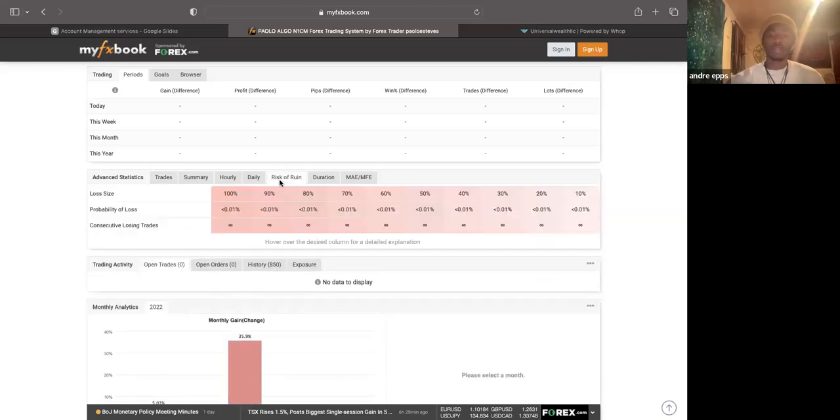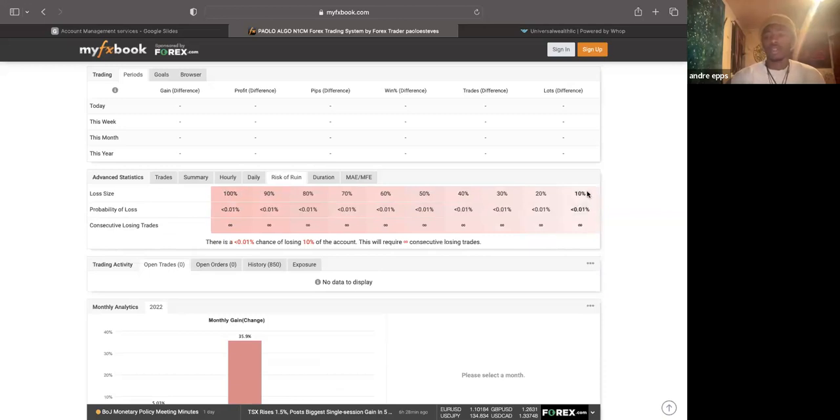We also have the risk of ruin statistics, which to me is the most important thing as an investor. What the risk of ruin really calculates tells you that there is less than 0.01% chance of losing 100% of your account. This requires an infinite number of consecutive losing trades, which means it's literally impossible to lose 100% of your account.